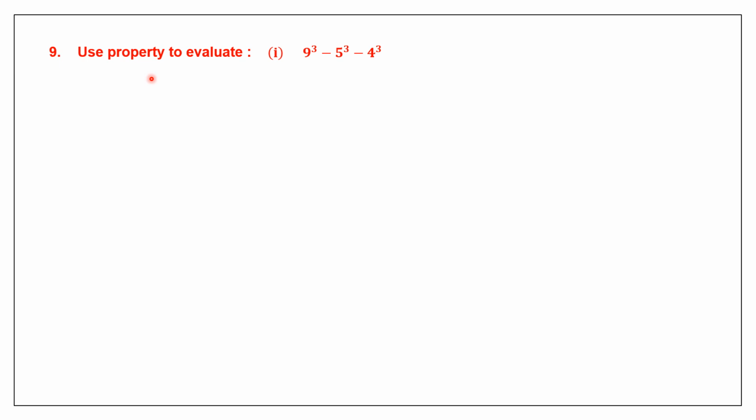Question 9. Use property to evaluate 9 cube minus 5 cube minus 4 cube. Now the property that we can use to evaluate this is, if a plus b plus c is equal to 0, then we can say a cube plus b cube plus c cube is equal to 3abc. So we can apply this property here.